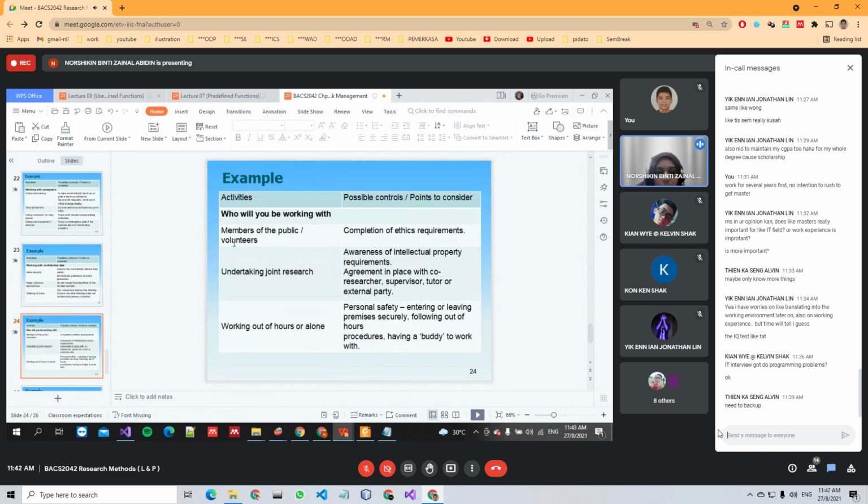Who will you be working with? Members of the public or volunteers? Completion of ethics requirement. You need to know who you're working with. And then undertaking joint research. Awareness of intellectual property requirements. Agreement in place with supervisor, tutor, or external party, working out of hours or alone.